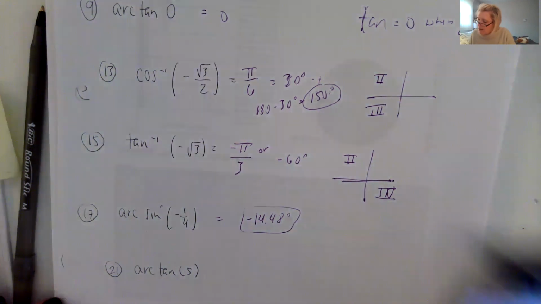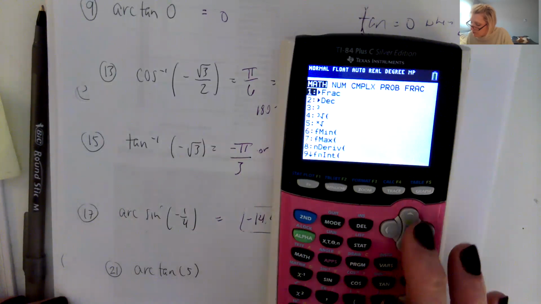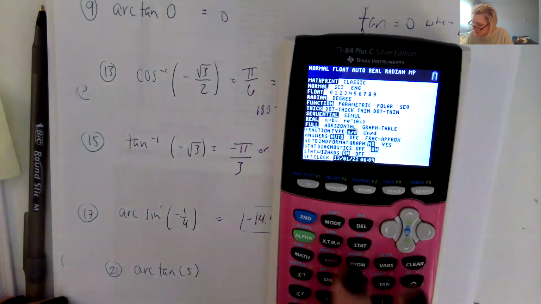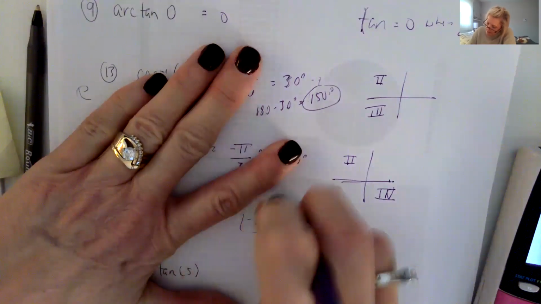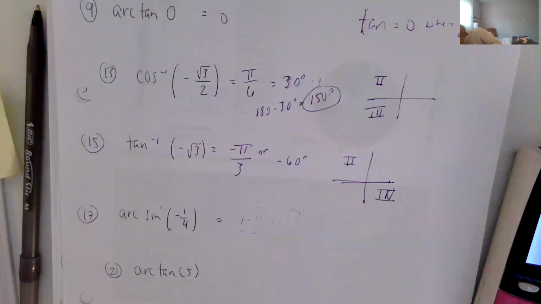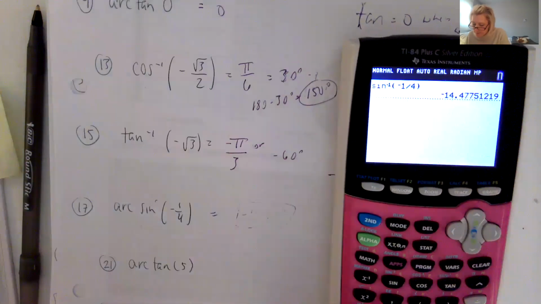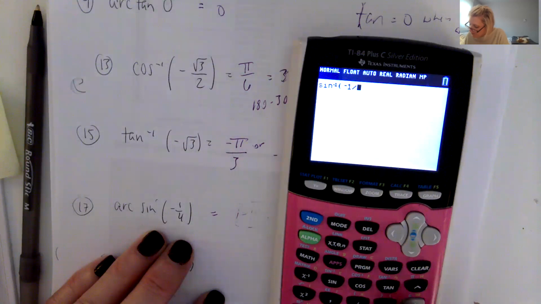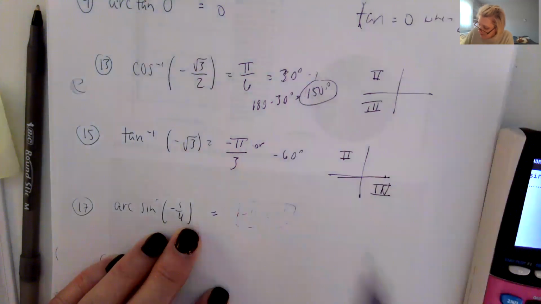Oh, I misread the instructions. I just realized it wants us to have it in radians. So let's erase this one. I want to make sure I re-read that, because it does make a difference if it's asking for radians or degrees, and I've been in degrees previously. So this is the inverse sine of negative 1/4, and in radians it's negative 0.2527.